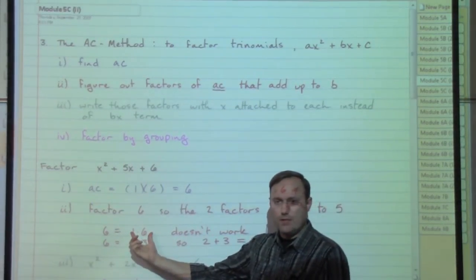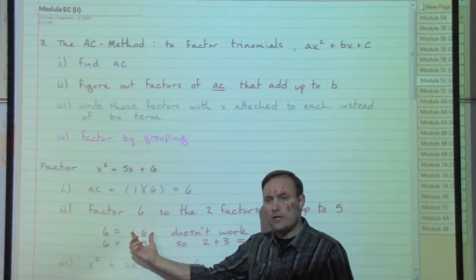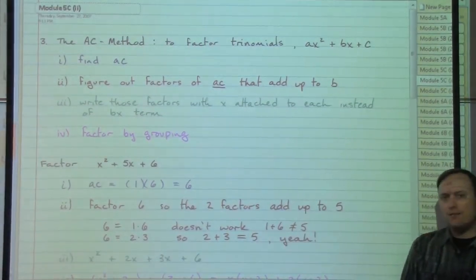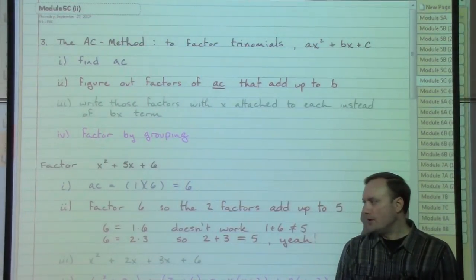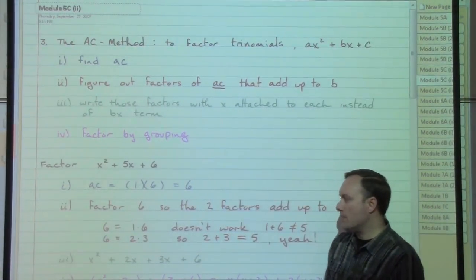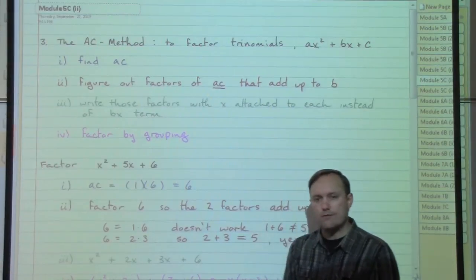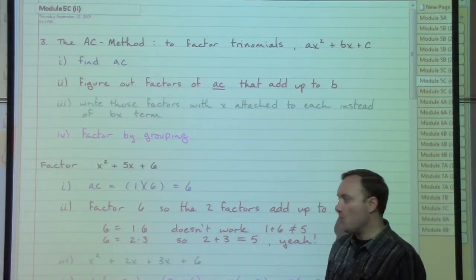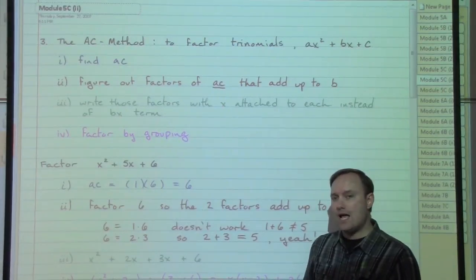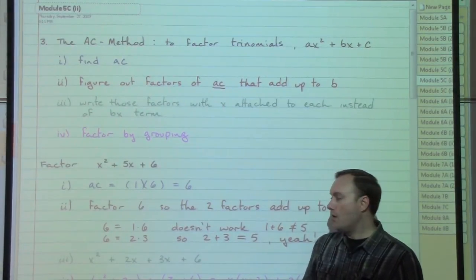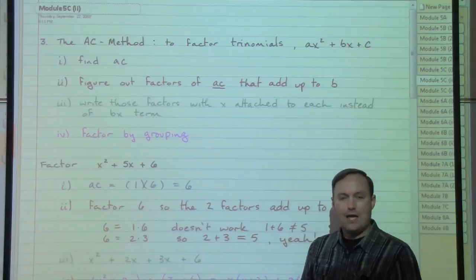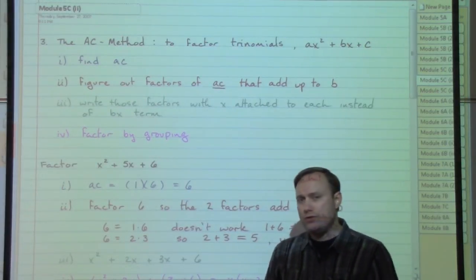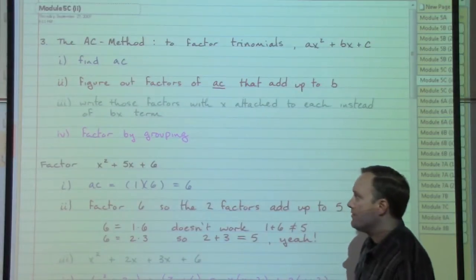Well, the first possibility is the no-duh possibility. 1 times 6 gives me 6, but 1 plus 6 does not give me that middle number 5. So instead I've got to look for another possibility. Well, 2 times 3 gives me 6, and 2 plus 3 gives me 5. So the 2 special numbers that I need to move on are going to be a positive 2 and a positive 3. So I'm going to use those 2 special numbers when I move on to my third step.